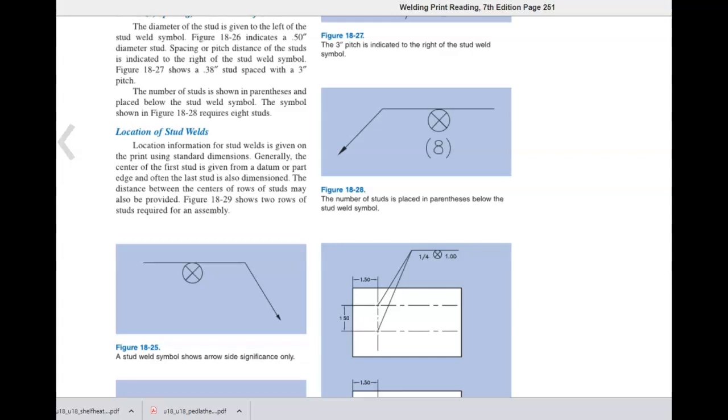Location of the stud welds. Location information for stud welds is given on the print using standard dimensions. Generally, the center of the first stud is given from a datum or part edge, and often the last stud is also dimensioned. The distance between the centers of rows of studs may also be provided. Figure 18-29 shows 2 rows of studs required for an assembly.